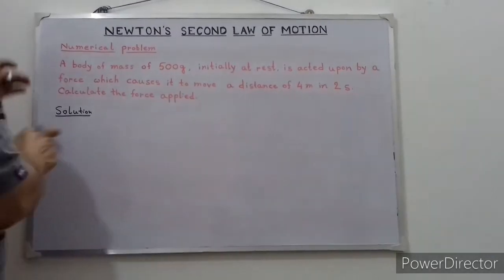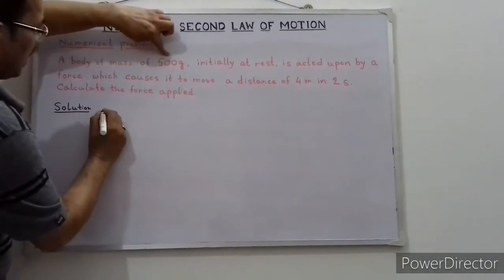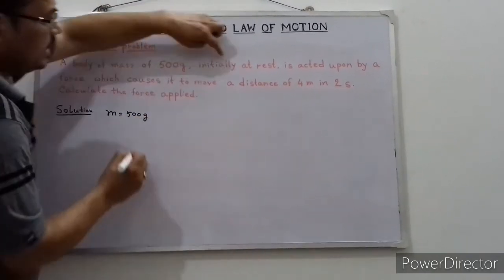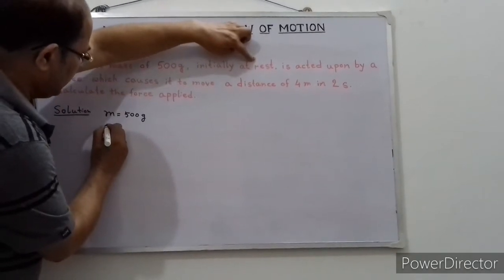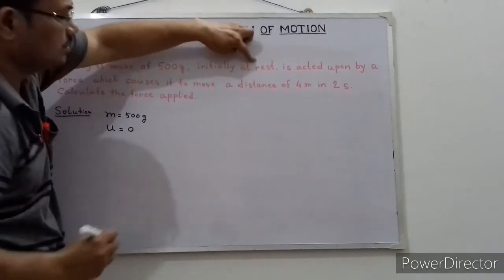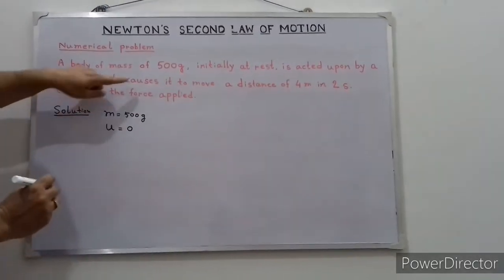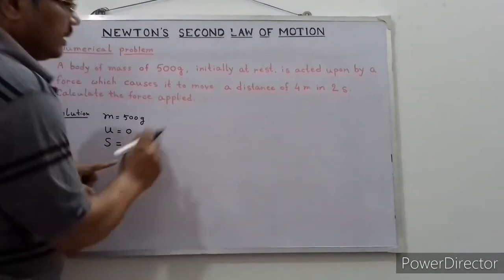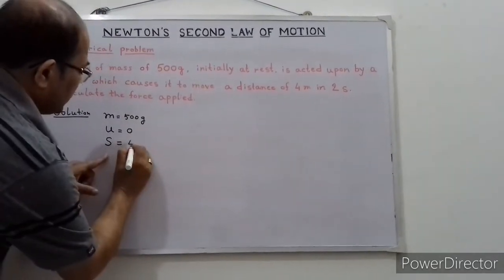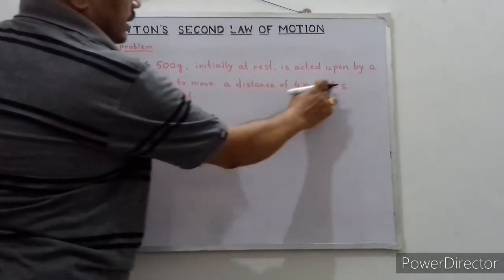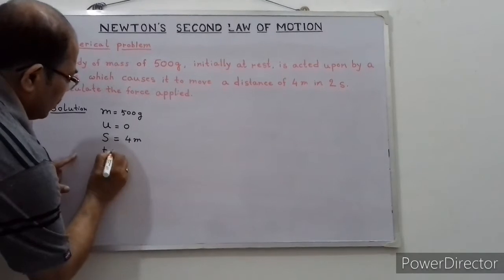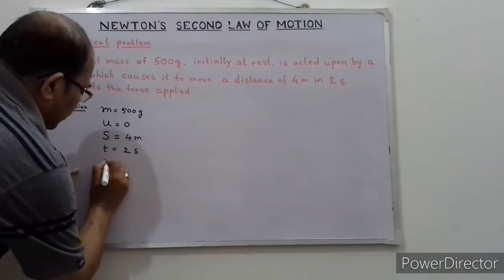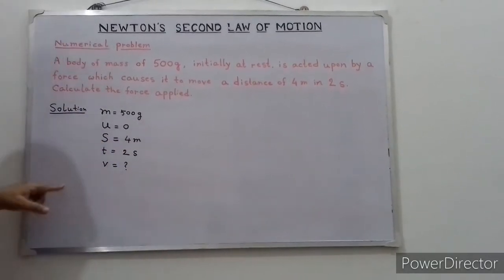So write down the data first. What are the data given? That is mass m equals 500 gram. Initially at rest means initial velocity u equals 0. Is acted upon by force which causes it to move a distance of 4 meter. That means the distance traversed s equals 4 meters. In 2 seconds, time taken t equals 2 seconds. Final velocity you don't know. Write down final velocity, don't know.